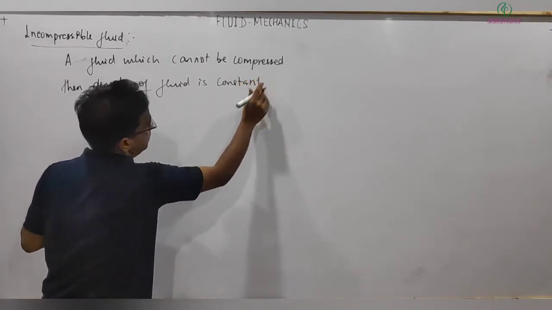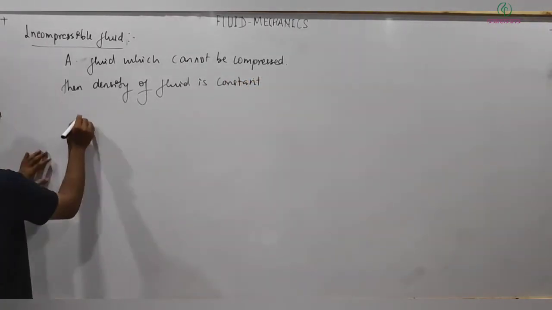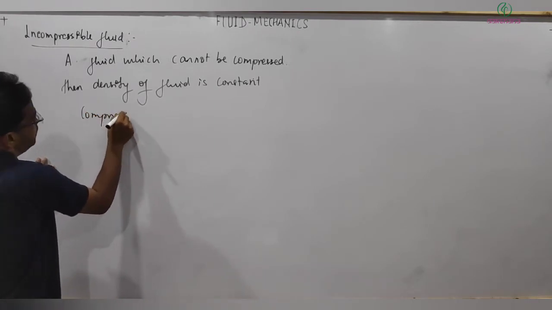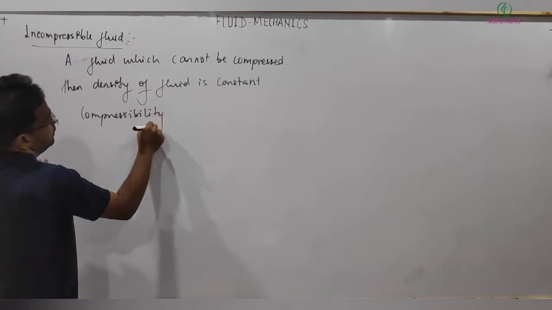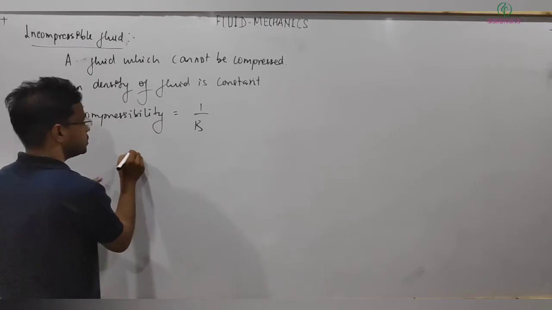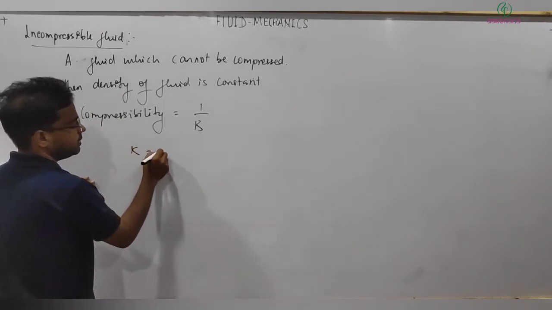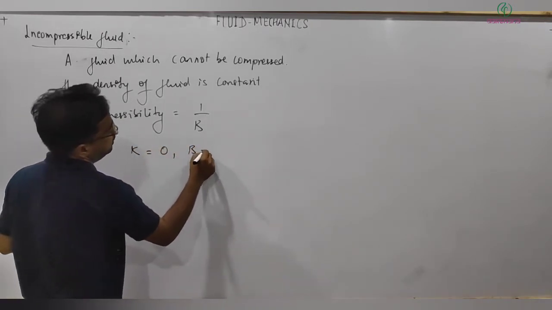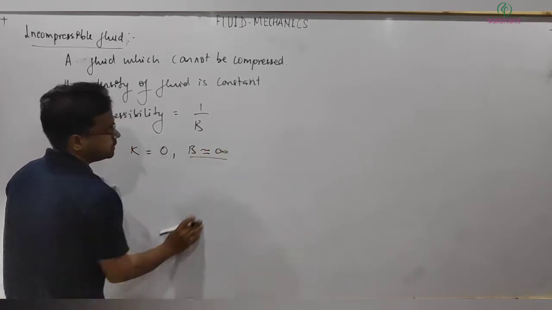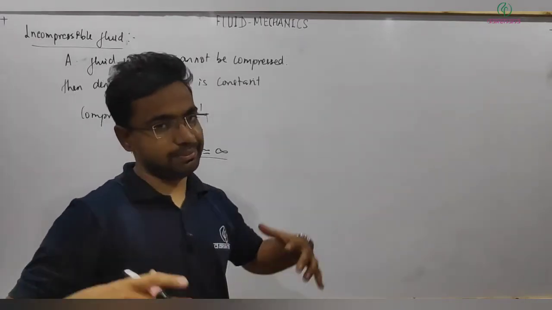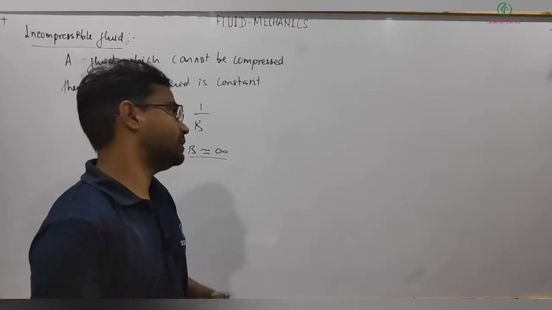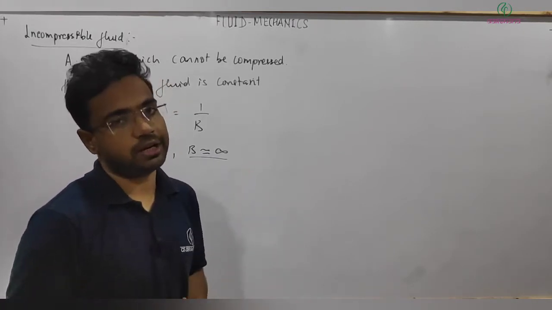and we can define it: for an incompressible fluid, compressibility will be equal to what? Compressibility is equal to 1 by B, where B is the bulk modulus. So here compressibility k becomes 0 and B becomes infinity, almost tending to infinity. So very high bulk modulus means almost no change in volume. For applying even a small change in volume, you need to apply an infinite amount of force.